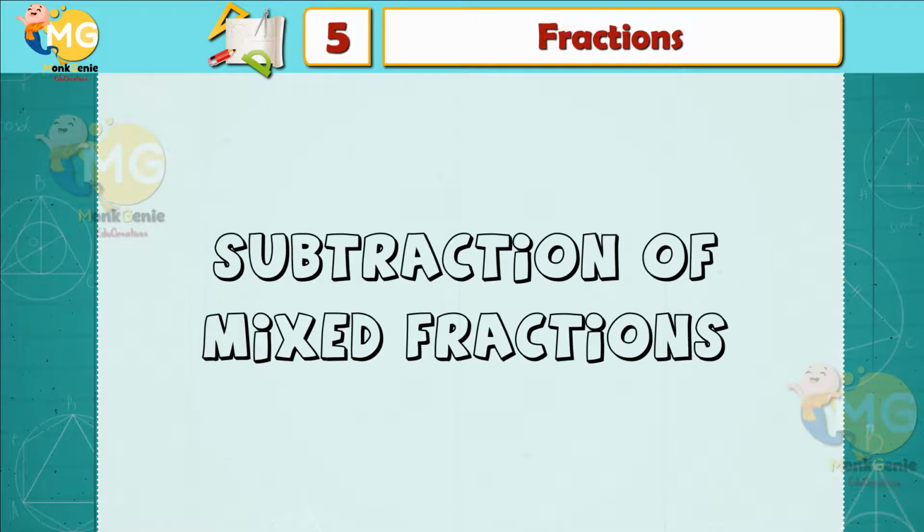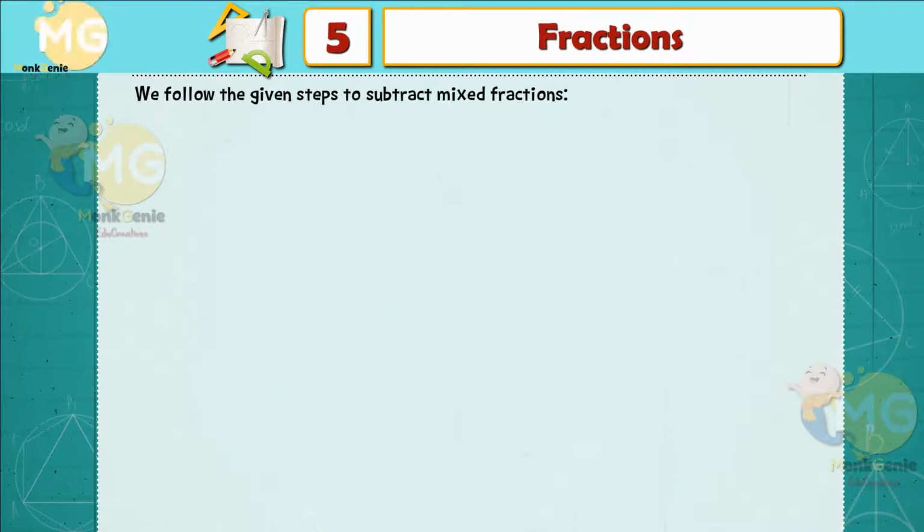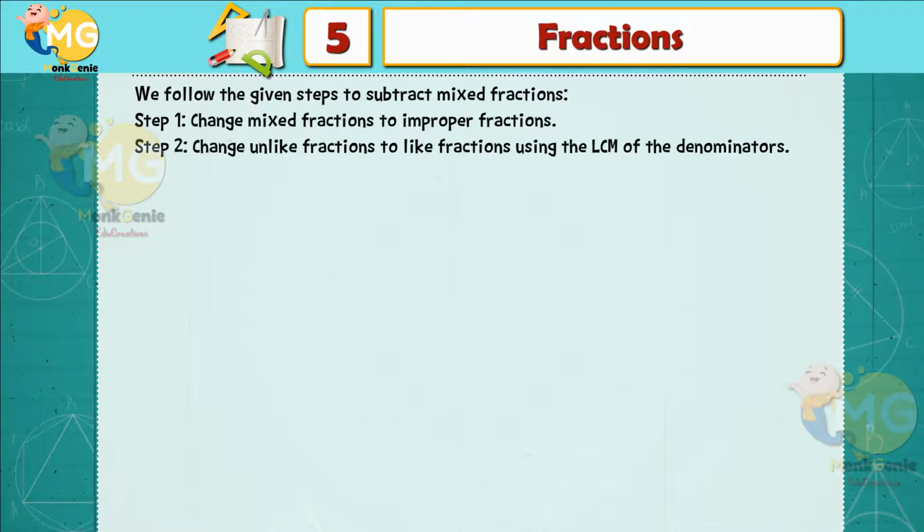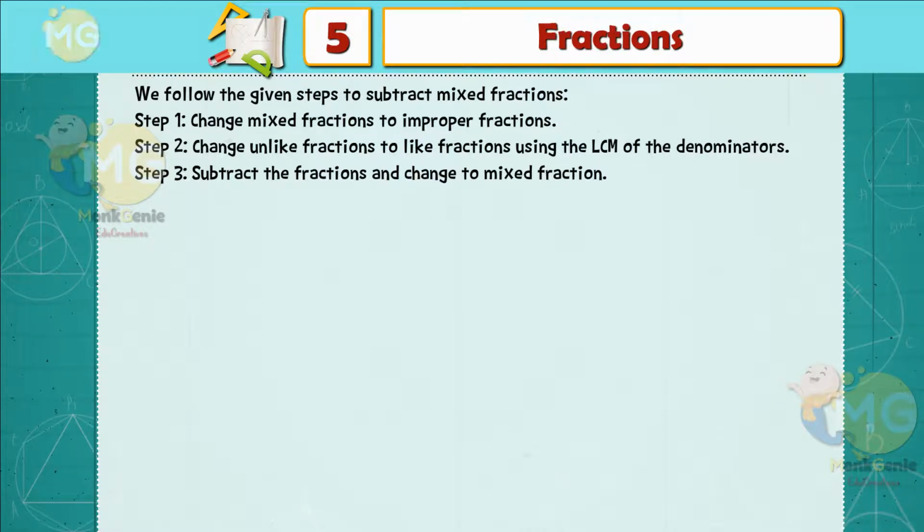Subtraction of mixed fractions. We follow the given steps to subtract mixed fractions. Step 1: Change mixed fractions to improper fractions. Step 2: Change unlike fractions to like fractions using the LCM of the denominators. Step 3: Subtract the fractions and change to a mixed fraction. Example: subtract 3 2/3 from 5 1/2.